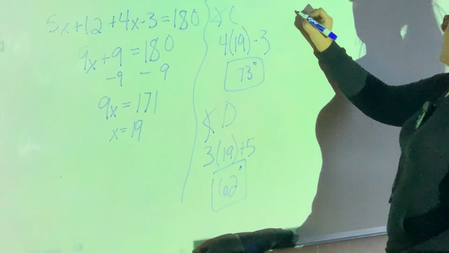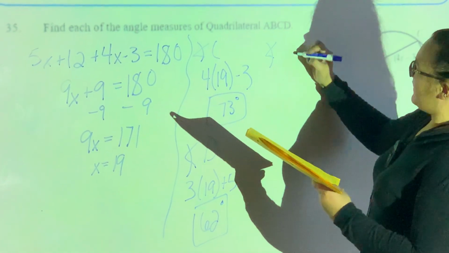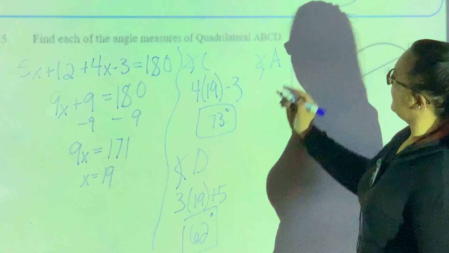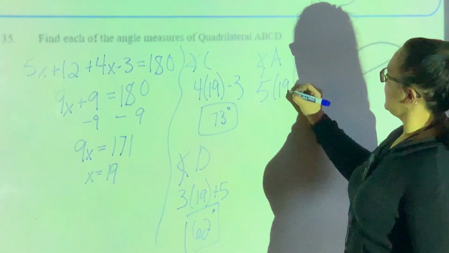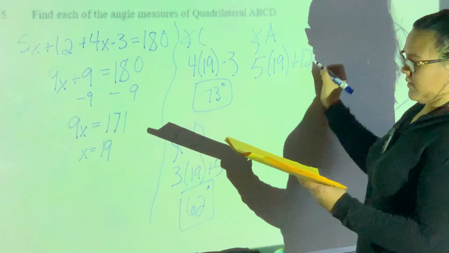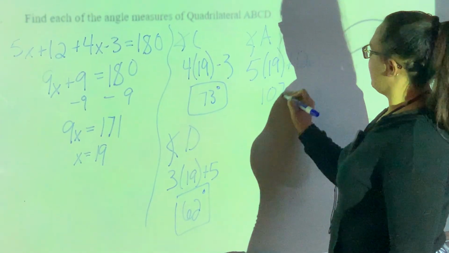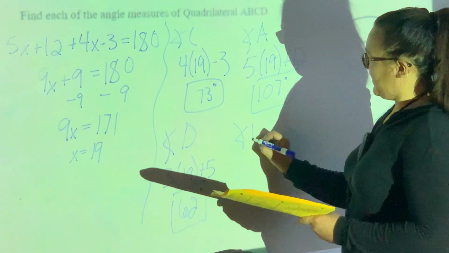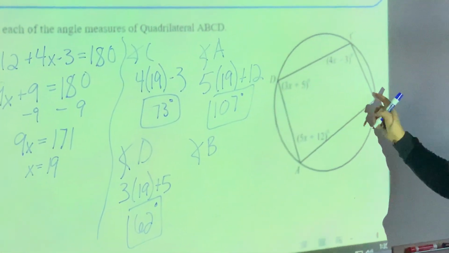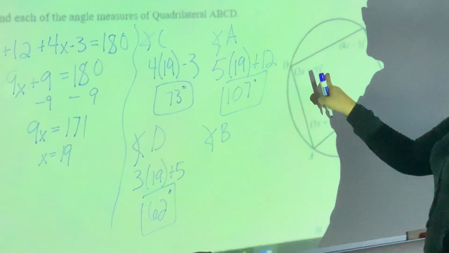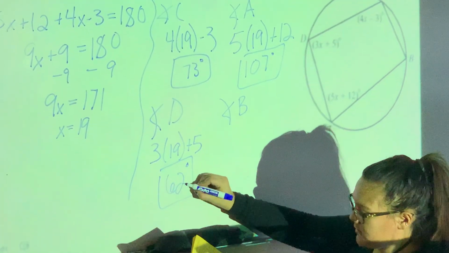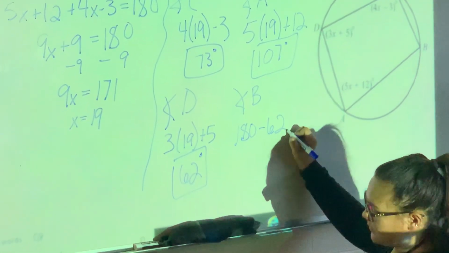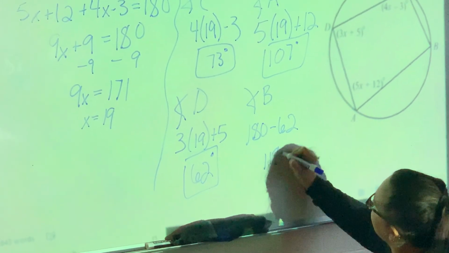All right, and now angle A, it's 5x plus 12. Sorry, I probably put angle A. And we have 5 times 19 plus 12, which equals 107 degrees. And the last one, angle B. So that one doesn't have an equation, but we do know that those equal 180. And since D equals 62, we can do 180 minus 62, which gives us 118 degrees.